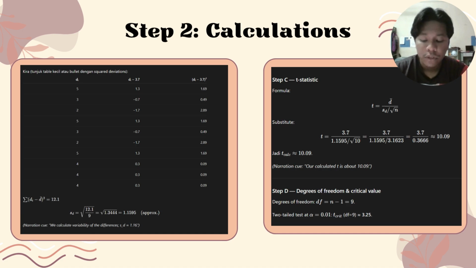So going through step D, which is degrees of freedom and critical value. Degrees of freedom, df, equals n minus 1, which is 9. For the two-tailed test at alpha equals 0.01, the critical value with degrees of freedom equal to 9 is 3.25.